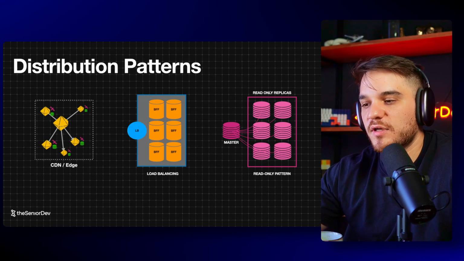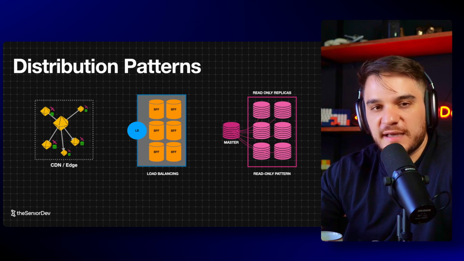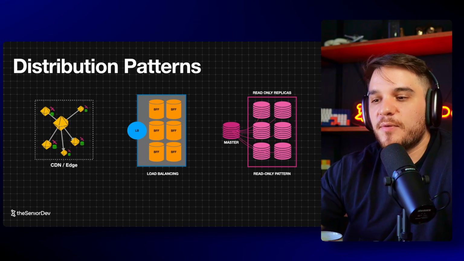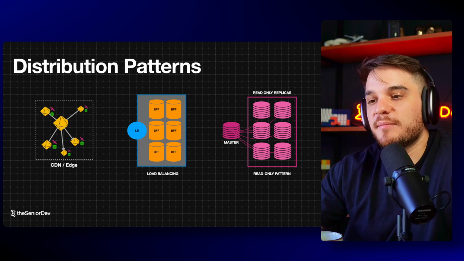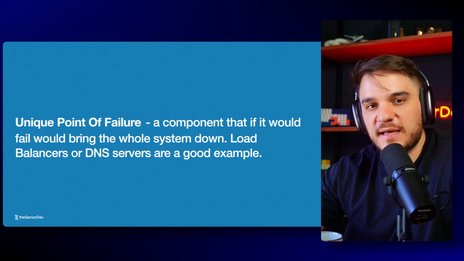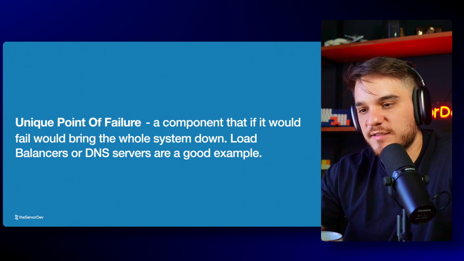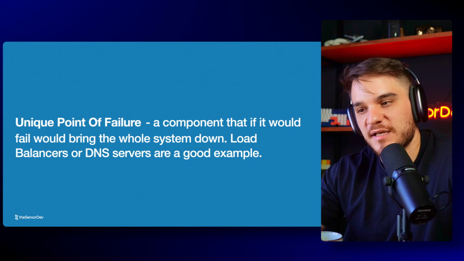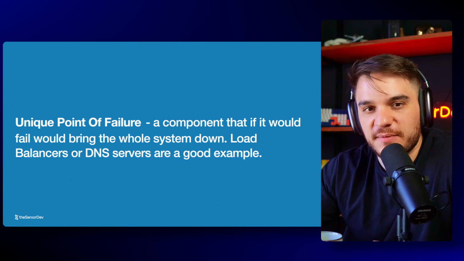And when it comes to distributing your database, if any of the read-only replicas fails, you can always redistribute traffic to the ones that are left. The problem is that both the load balancer and the master database become unique points of failure. And a unique point of failure is a component that if it fails, it will bring down the whole system. So load balancers are a good example, or even DNS servers. So how do you make sure that when a unique point of failure fails, your whole system doesn't go down?